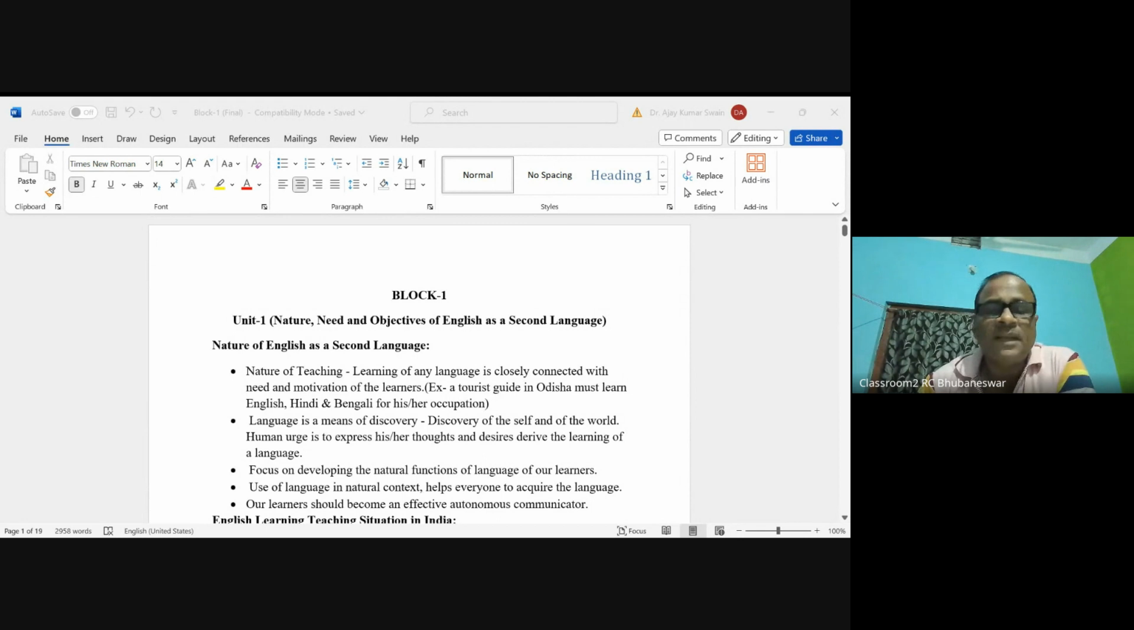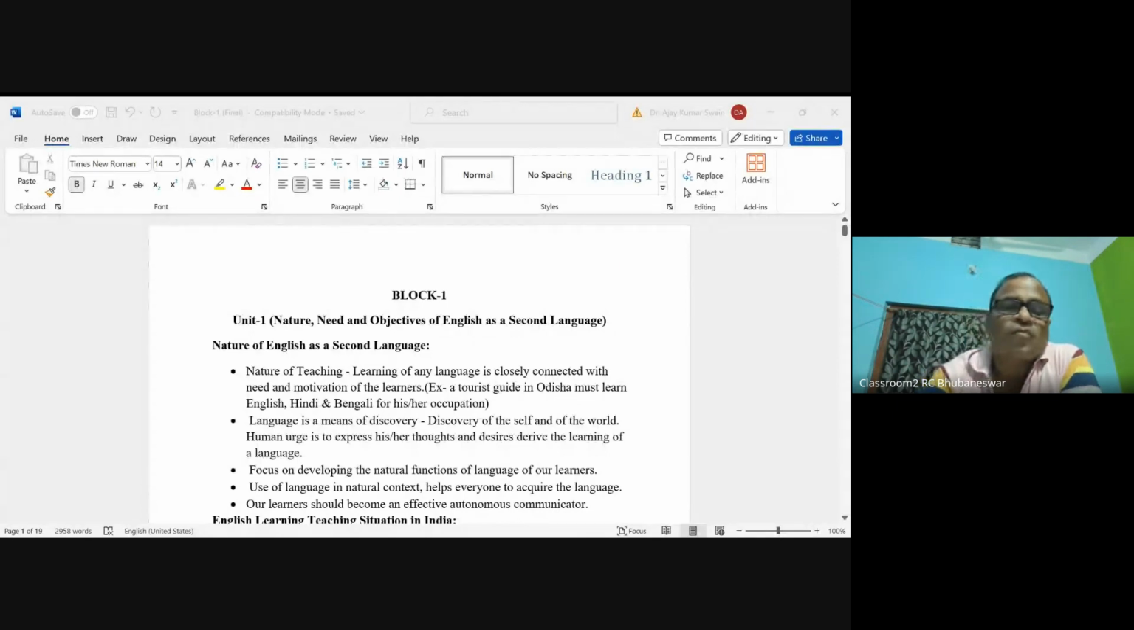Okay. Similarly, another point is focus on developing the natural functions of language of our learners. What are the natural functions? Who can say? What are the natural functions of the language? Anybody? Focus on developing natural functions of language of our learners.